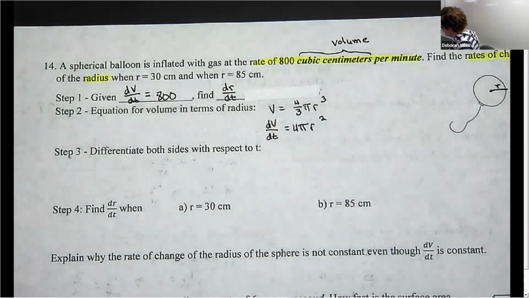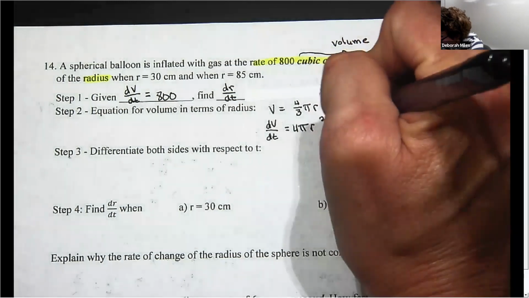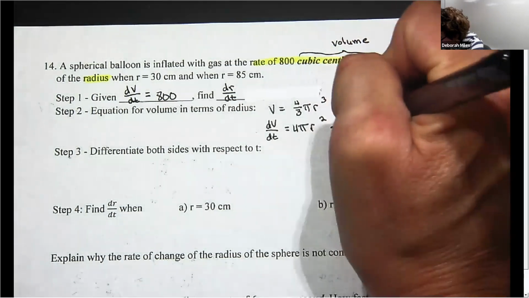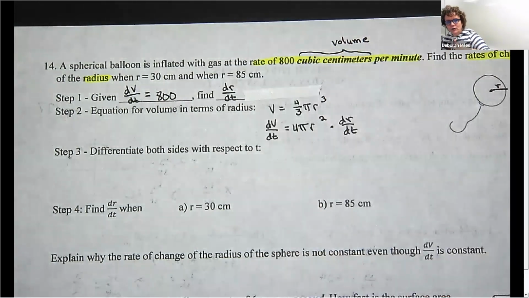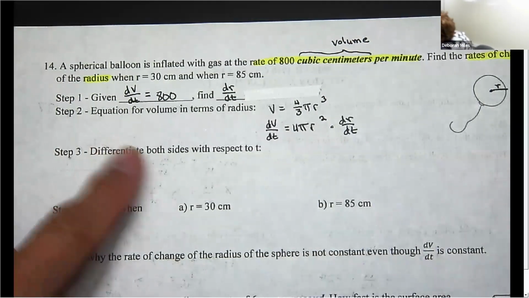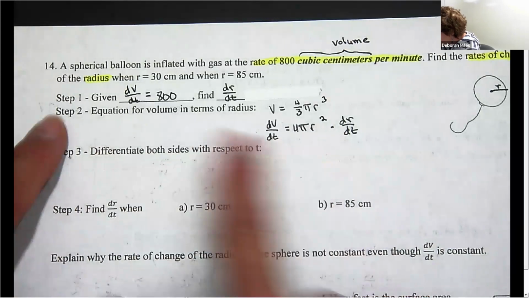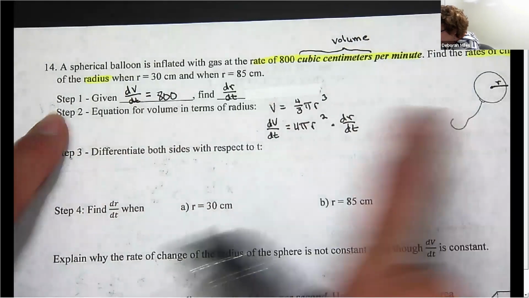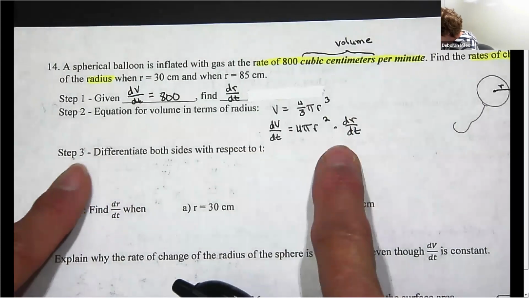And what else? Once we're differentiating with respect to time, dr over dt. Are we all okay with why the derivative of 4 pi r cubed is 4 pi r squared? Okay. That was actually, I've written that too high. That was my step 3. Step 2 was write the equation. Step 3, differentiate both sides with respect to t. I have that.